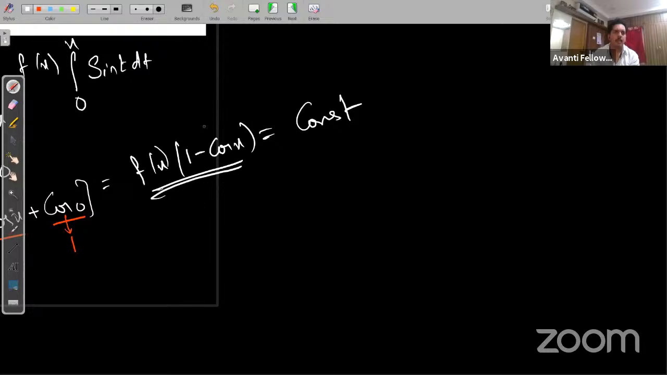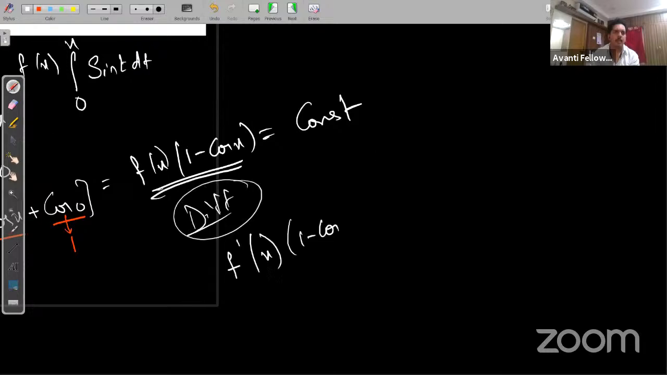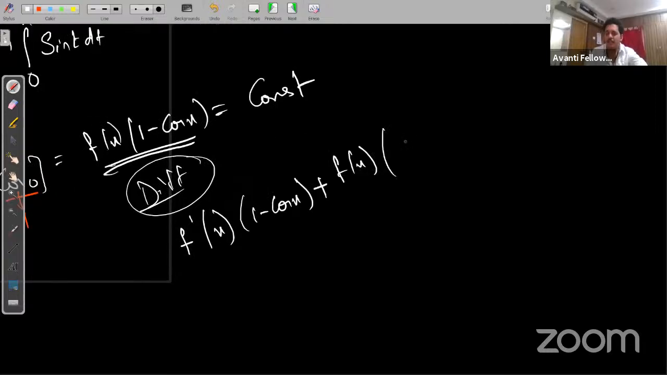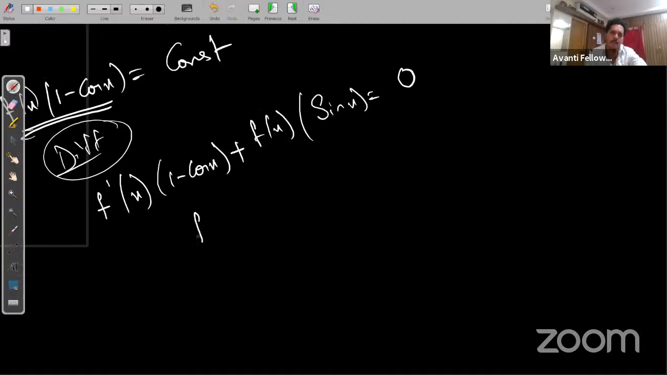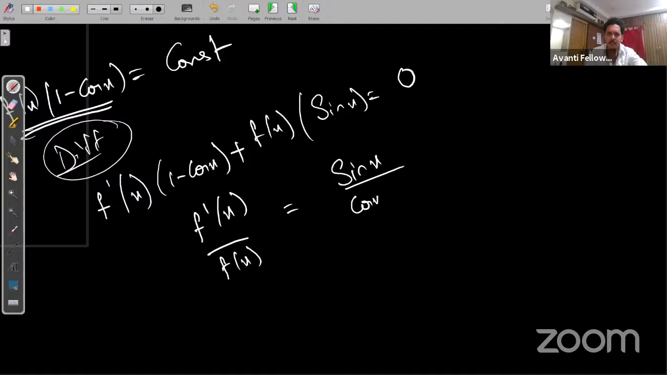If I differentiate f of x times 1 minus cos x, take my f of x as it is and differentiate 1 minus cos x. What is the differentiation of 1 minus cos x, guys? It is 1 will be 0 and minus cos x is sin x, equal to the differentiation of a constant, which is 0. So from this, what we got, f dash of x by f of x is equal to sin x by cos x minus 1.